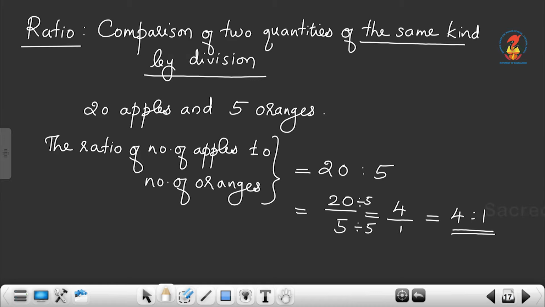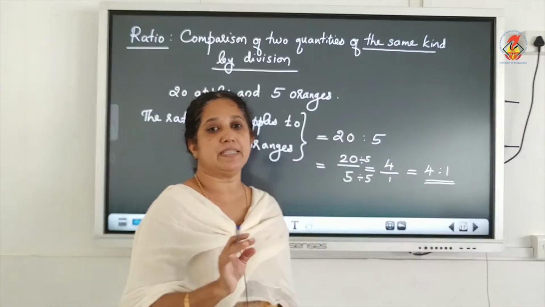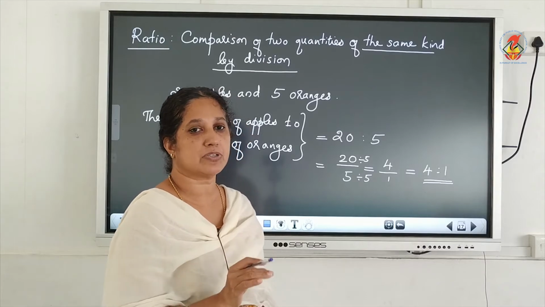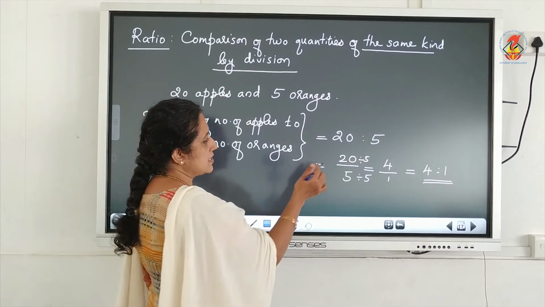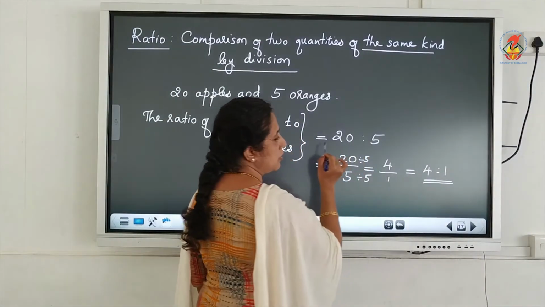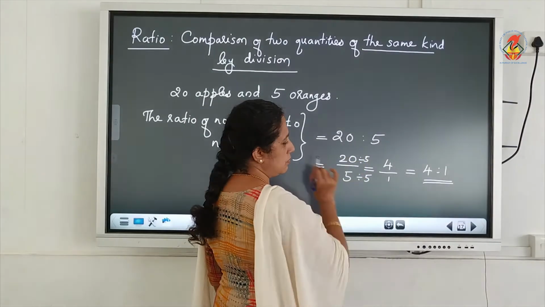So, what is the meaning of 4 is to 1? The number of apples is 4 times the number of oranges in the basket. So, ratio should be expressed in the lowest form, and ratio has no units also. We won't mention any units. And the symbol for ratio is, you have to put 2 dots, so colon. So, how can you read it? 20 is to 5.